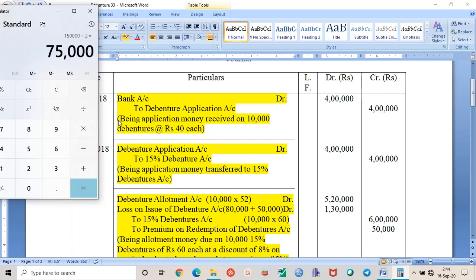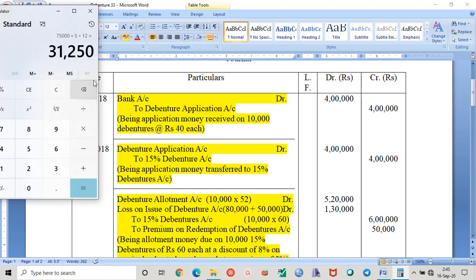How much is the amount? 75,000. But you are starting from 1st of May, so May, June, July, August, September. You will pay at the end of September, so you have to count September. Since you are starting from the 1st of May, you have to count the entire month of May. So May, June, July, August, September, how many months? 5 months. So into 5 divided by 12, how much is the amount?